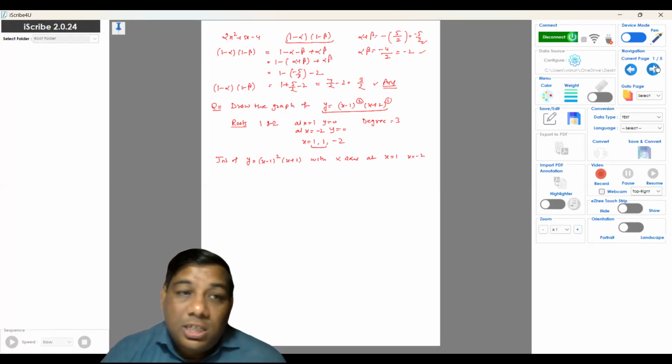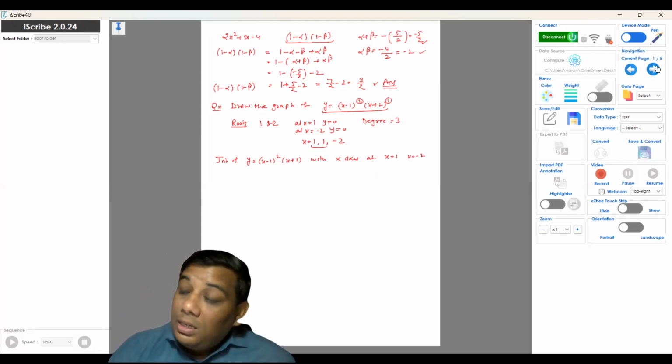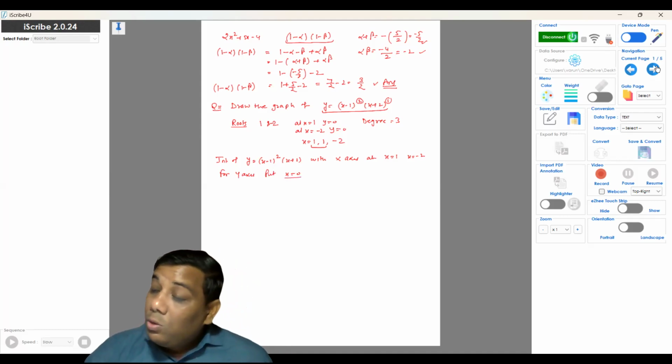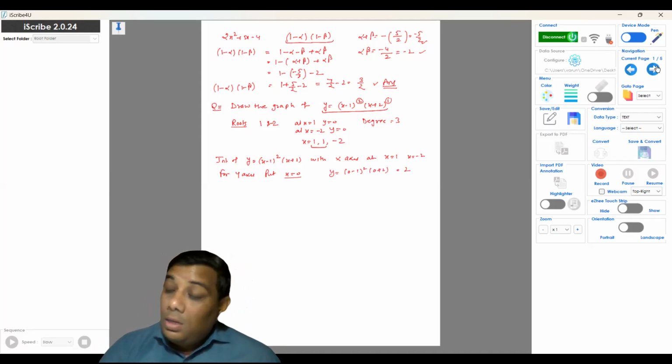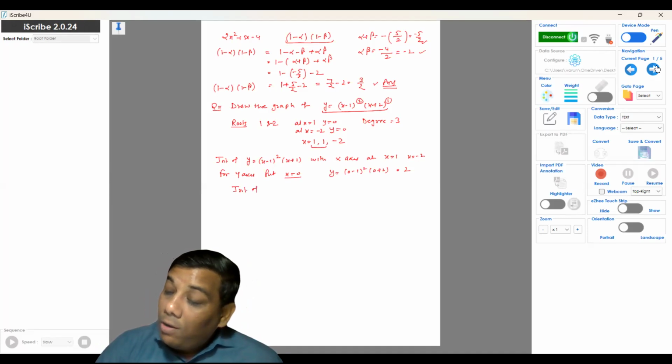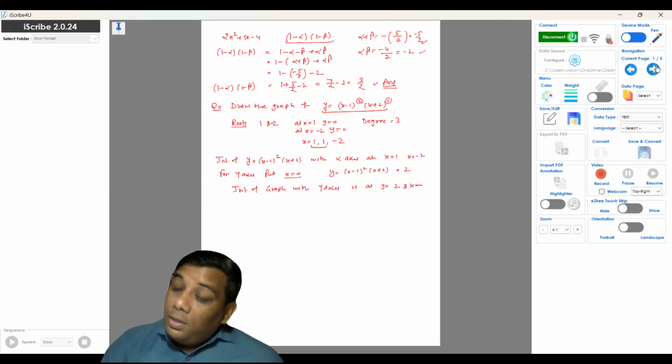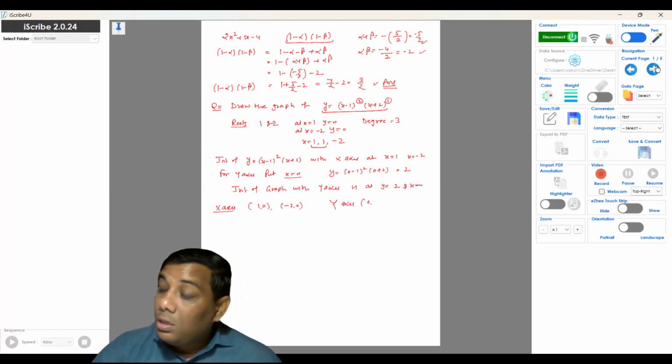ये तो हमें x एक्सिस पर इंटरसेक्शन पॉइंट पता लग गए। Now what about the y axis? For y axis, put x equal to 0. अगर हम x इक्वल टू 0 पुट करेंगे तो y की वैल्यू क्या आएगी हमारे पास? 0 minus 1 whole square into 0 plus 2, that is 2. Means the intersection of the graph with the y axis is at y equal to 2 and x equal to 0. So on the x axis we will have coordinates 1,0 and -2,0 and on the y axis we will have coordinates 0,2.